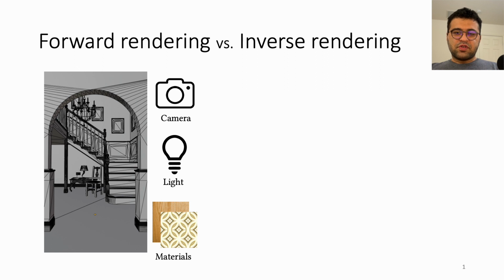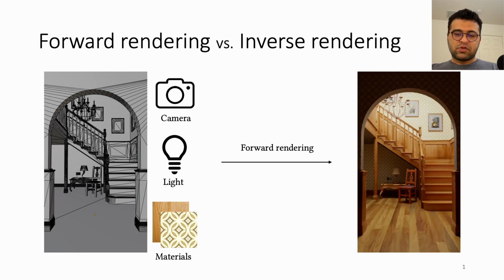Let's first review forward rendering versus inverse rendering. Typically, given a set of scene parameters such as 3D mesh, camera, light, and materials, using forward rendering, we can generate a realistic image. Inverse rendering, though, is the inversion of this process. We are given an image, and we are asked to recover the scene parameters. Today, we are concerned only with inverse rendering.